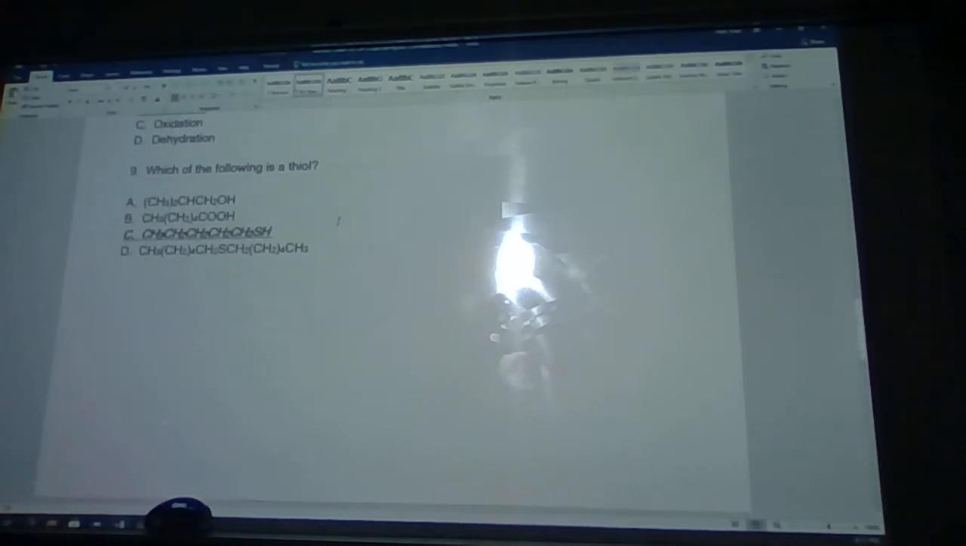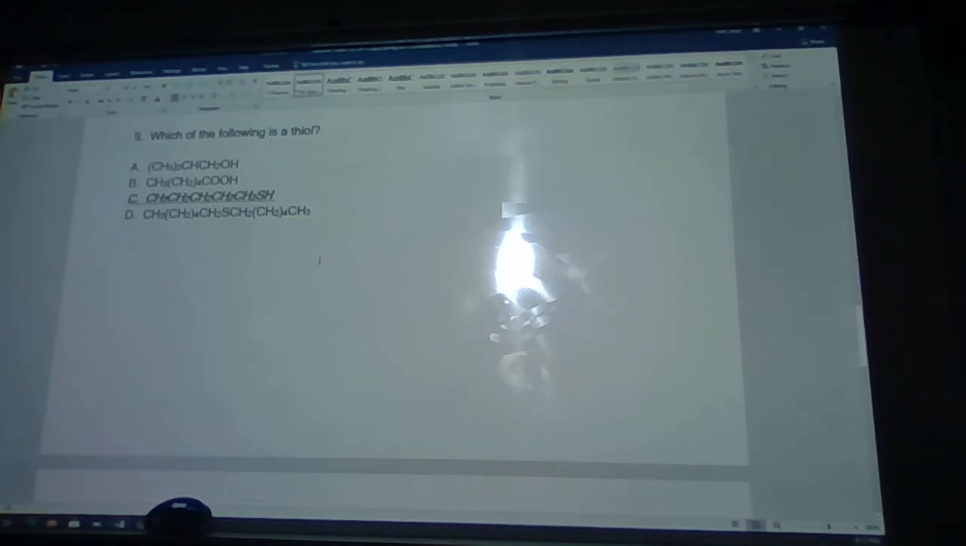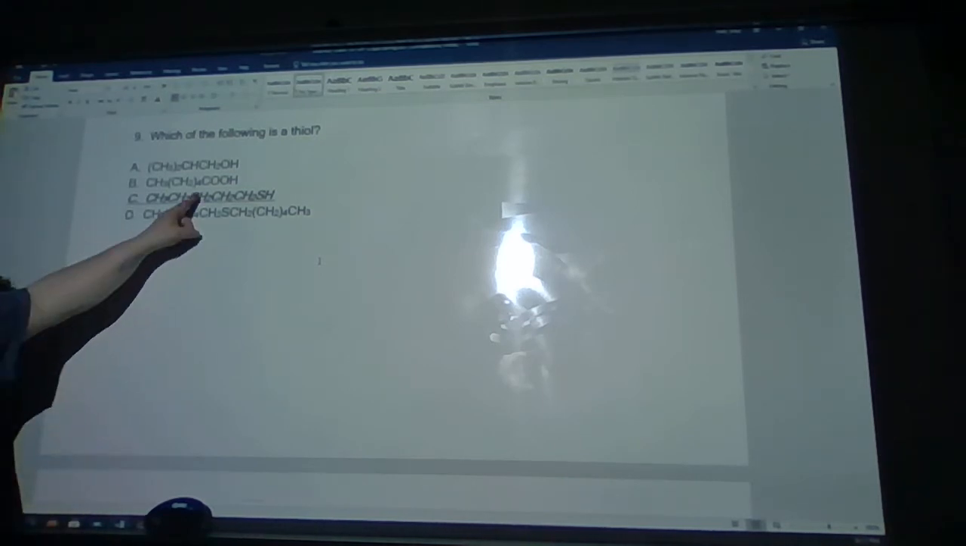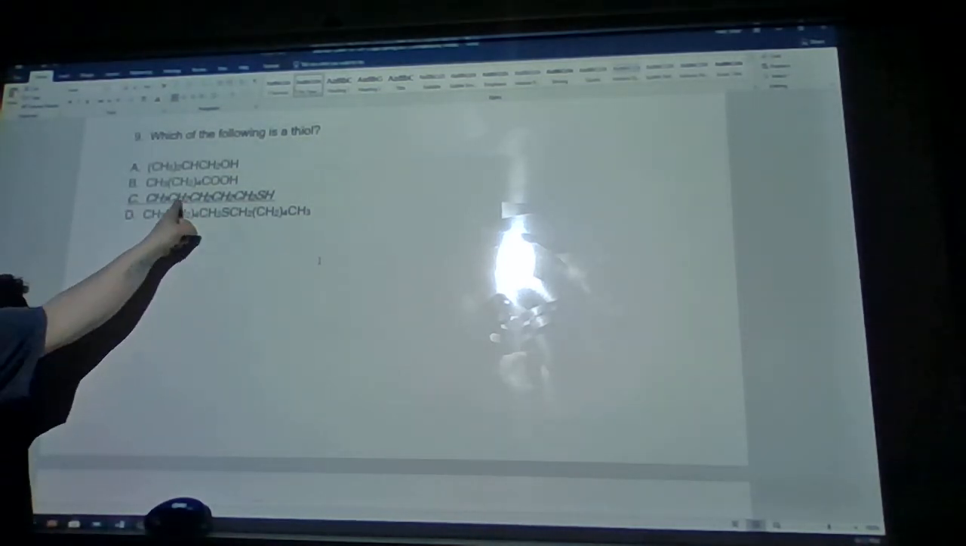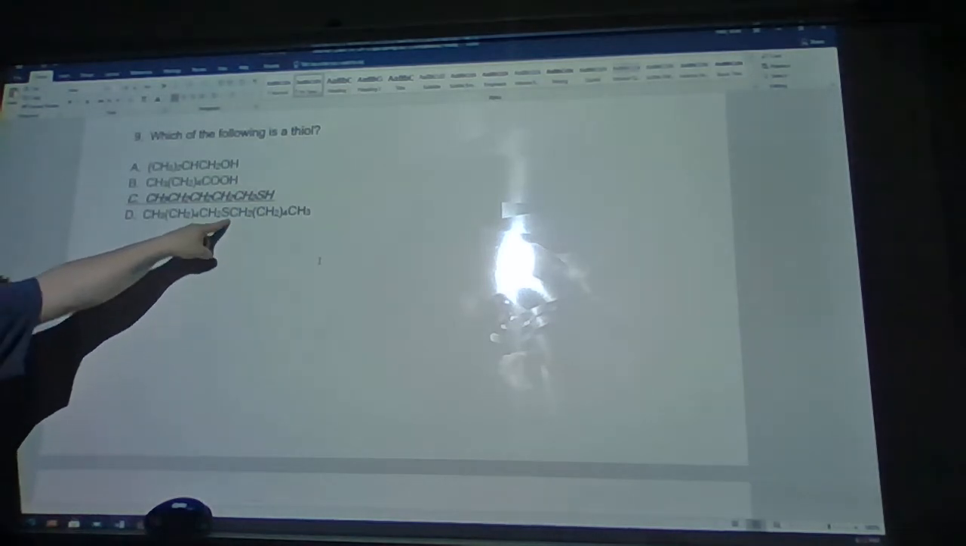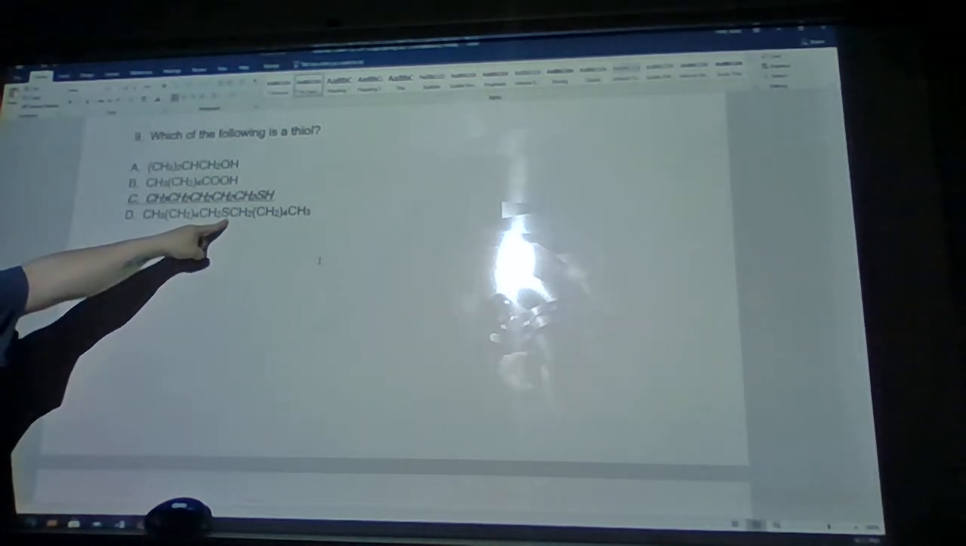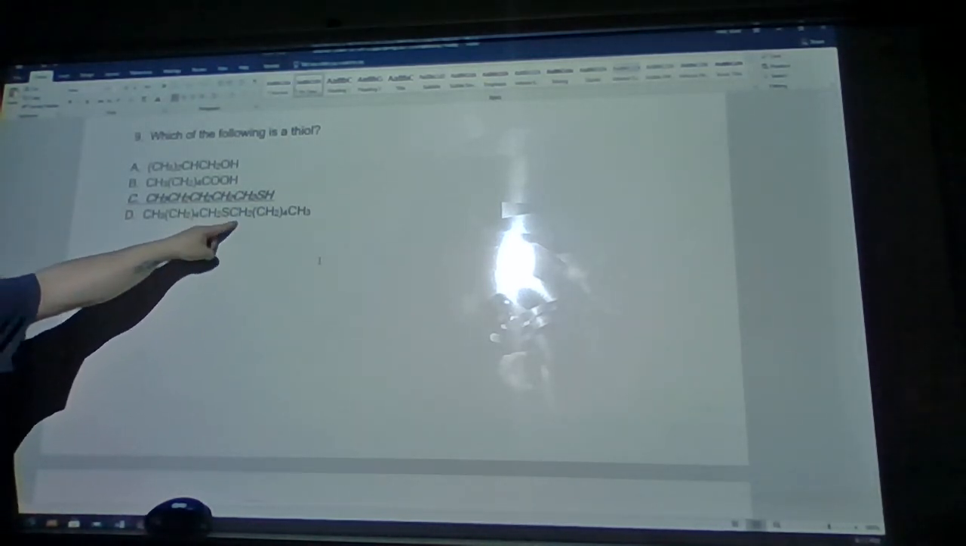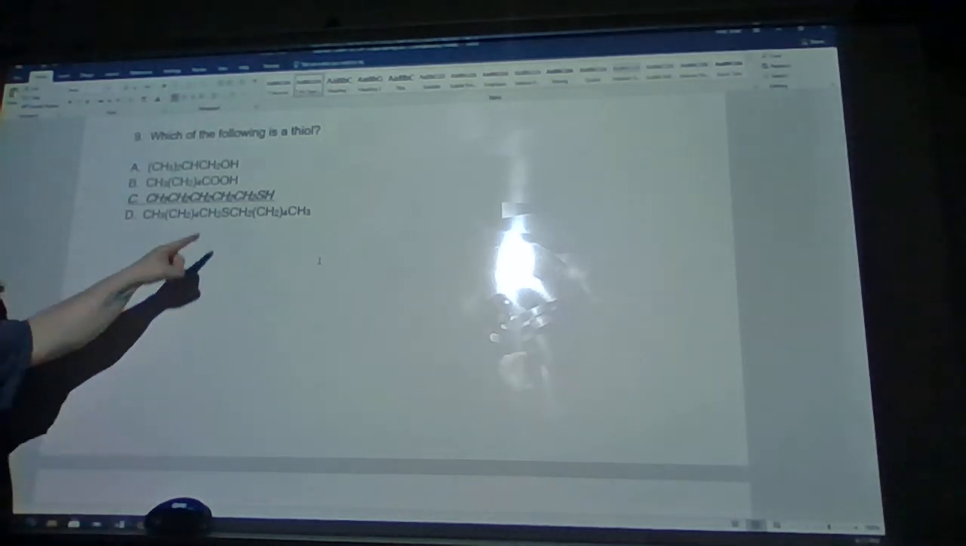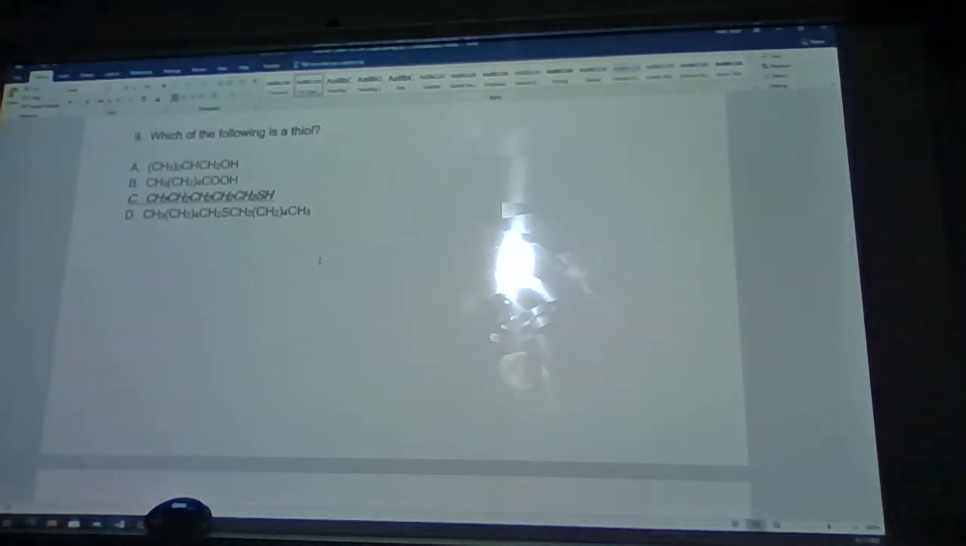Number 9, of these, which is a thiol? Thiols are sulfur-containing compounds. A sulfur bonded to a hydrogen. Only one of these has a sulfur bonded to a hydrogen. It is answer C. This is a dialkyl thiol. There are 2 carbon-containing groups. This is a thiol.